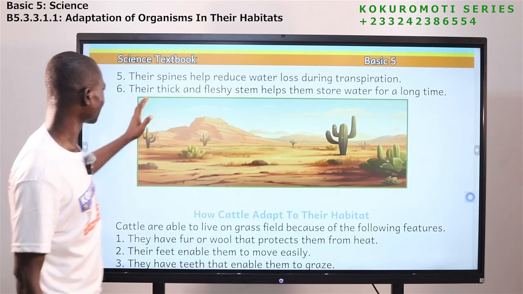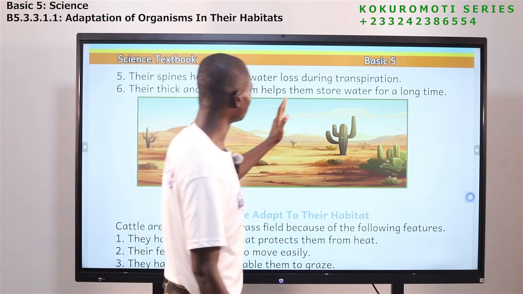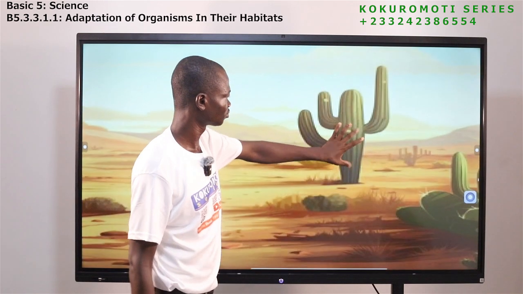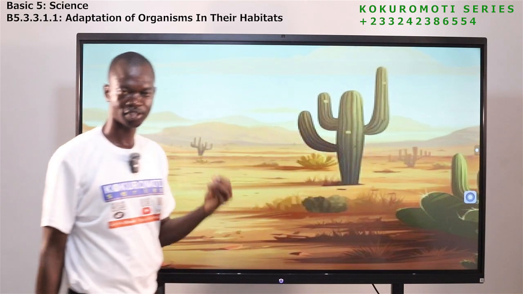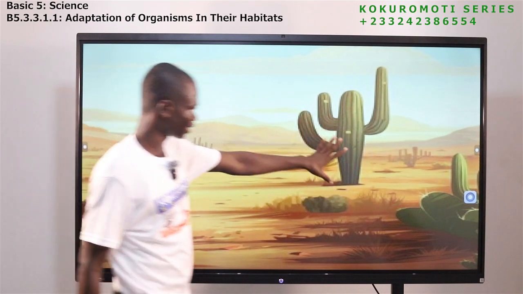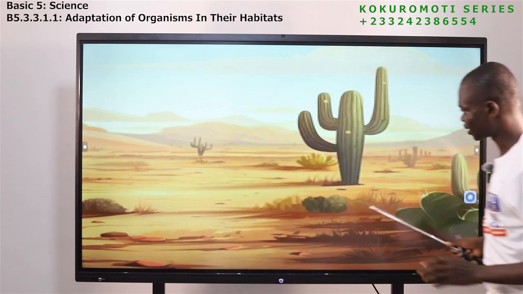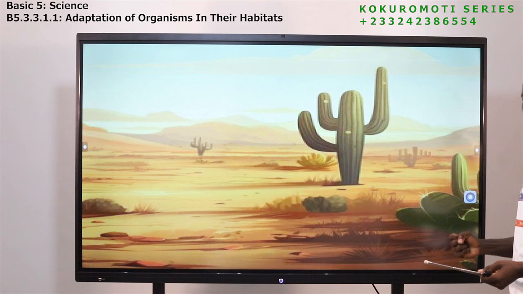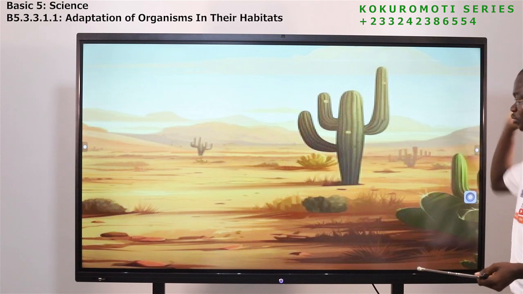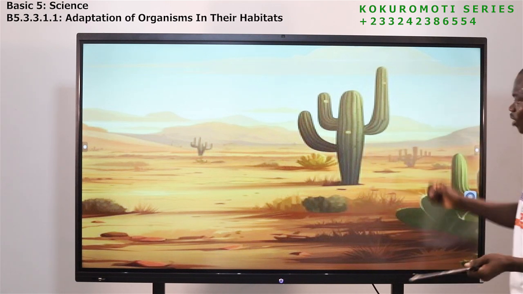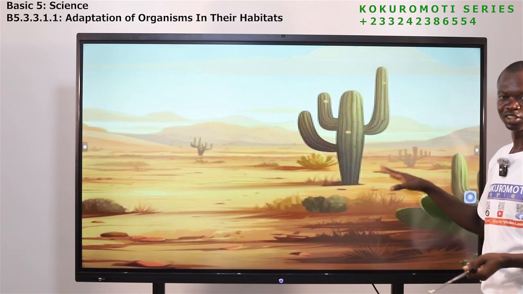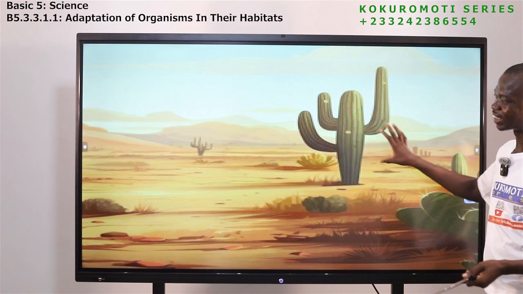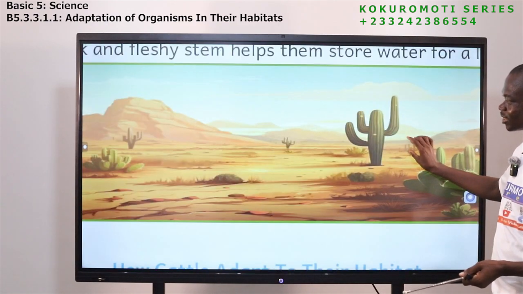The last one, their thick and fleshy stem helps them store water for a long time. So this is the stem. It's very thick and fleshy. Because of that, they are able to store water for a very long time. So if it rains today, they will make sure that they store a lot of water, because they know that it doesn't rain all the time in the desert. So they are able to store water and then use it for a very long time.